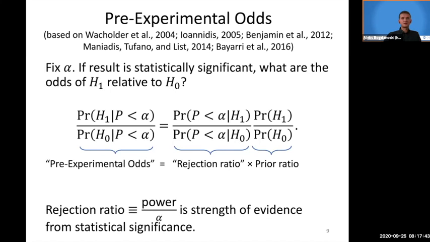Dan, if I may interject with a question here. Yeah. Sharon is asking, how does the rejection ratio relate to a Bayes factor?